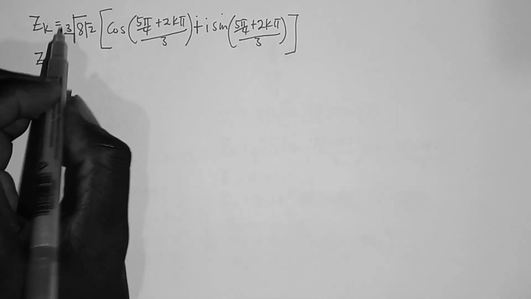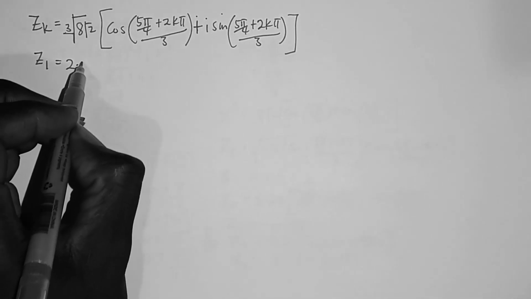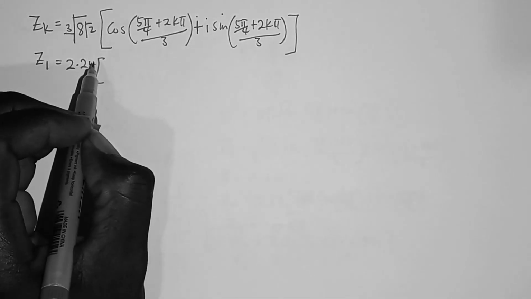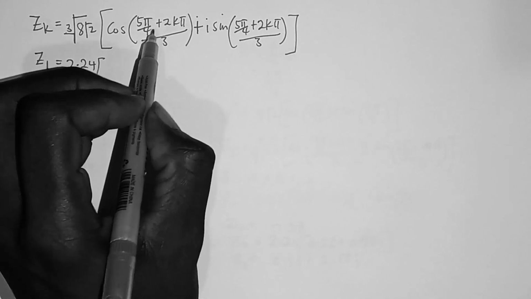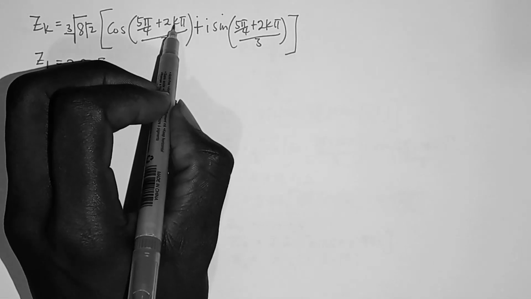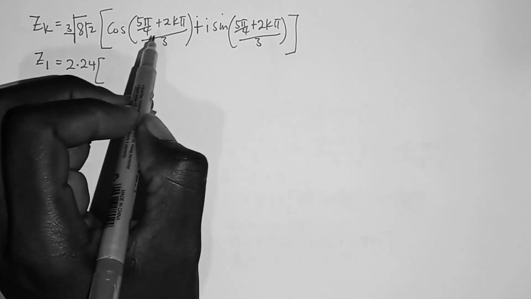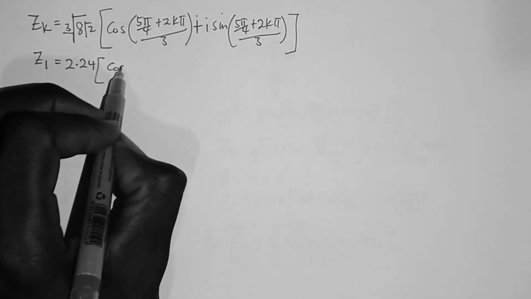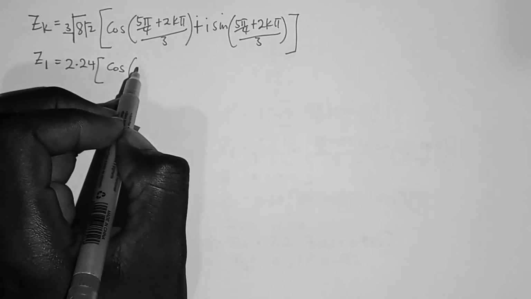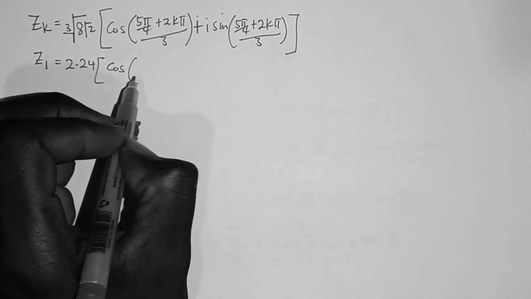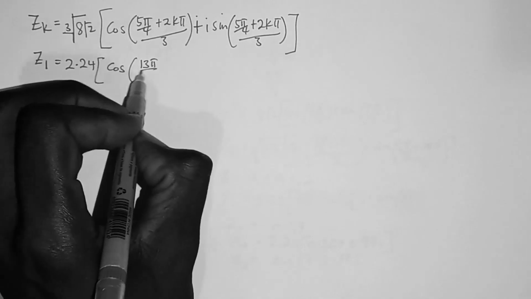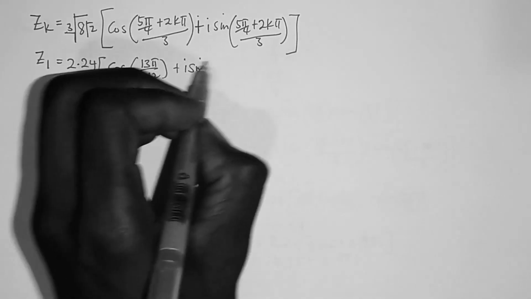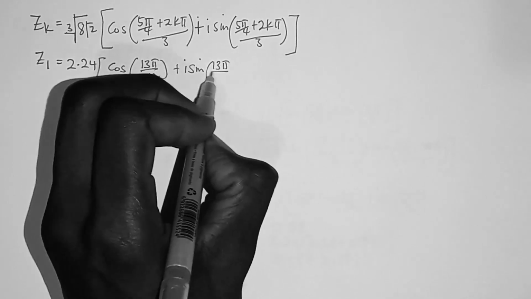So let's do z of 1. Z of 1 is cube root of 8 root 2, which is 2.24, times, wherever you see k here, you put in 1. So it becomes 5 pi over 4 plus 2 times 1, which is 2 pi. So 5 pi over 4 plus 2 pi, all divided by 3. So here becomes cos into bracket 13 pi over 12, then plus i sine 13 pi over 12.